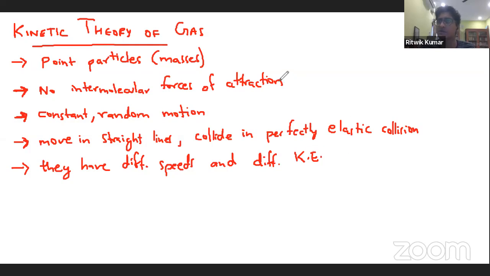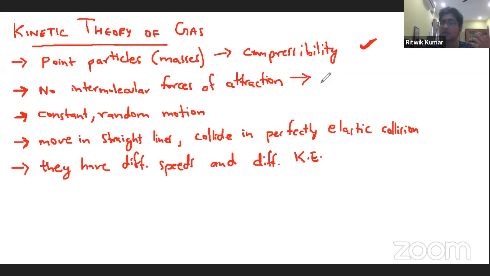Now let's look at each of those points and see what it implies, right? So point particles means what? They clearly have negligible volume, right? So if they have negligible volume, you can explain the compressibility of the gases, why gases are highly compressible, right? This can be explained from this assumption. But it is also excluding the fact that the molecules are occupying a considerable volume in the vessel, right? So that is one of the bigger demerits of the theory.